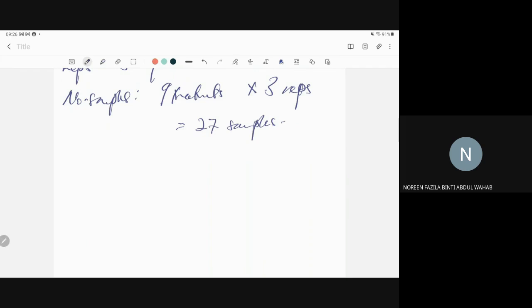Now we are going to apply it on our samples. So let's assume we are going to do a completely randomized factorial design.